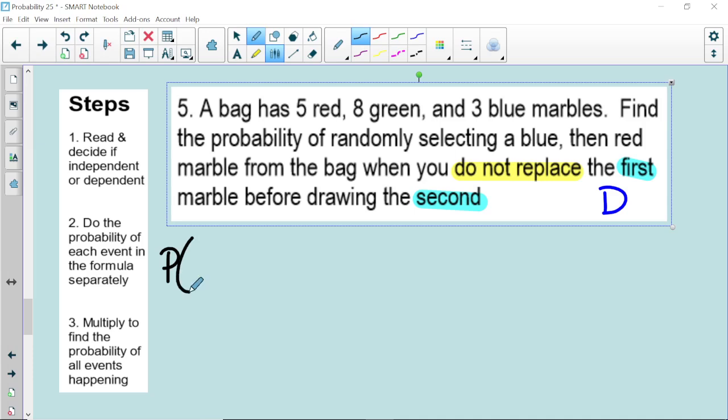So we're going to find the probability that our first marble is blue, and then our second marble is red. We're saying it's dependent. That means that when we do our second event, it's going to be influenced or affected by the first one. All right, so let's start with our first event. Picking out a blue. How many blue marbles do we have the chance of picking from the bag? Just 3. Out of how many total marbles are in the bag?